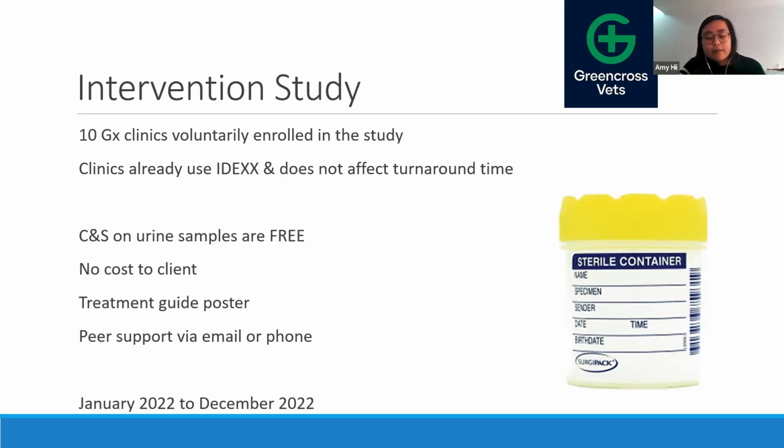So we pay for these culture and sensitivity tests, which means that there is no cost to the client for the test to be carried out. I distributed a poster with a treatment decision-making guide to all the clinics involved, and they can also email or call if they have any questions regarding the treatment protocols. The only inclusion criteria for this study was that the patient had to have some sort of urinary clinical sign. And we will most likely close the study in December.